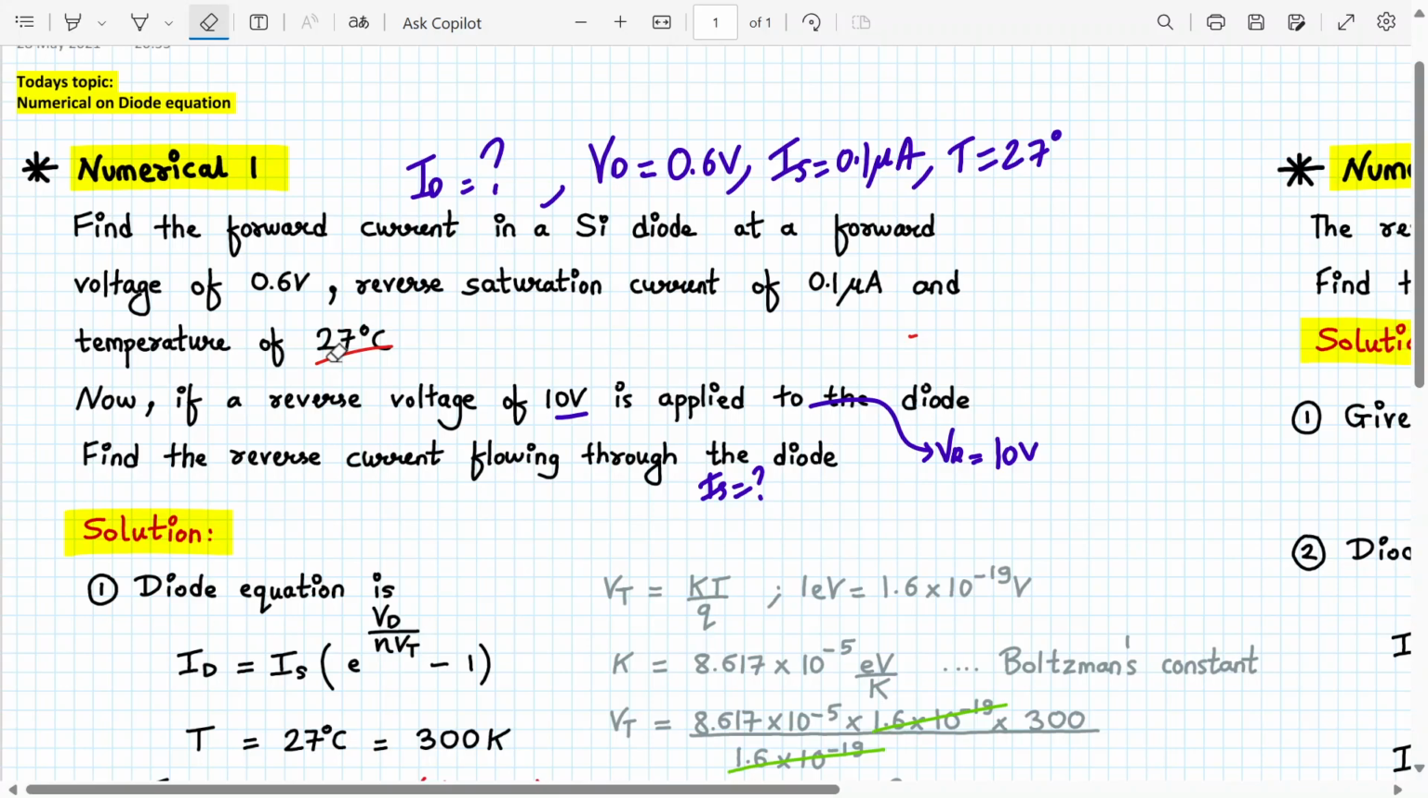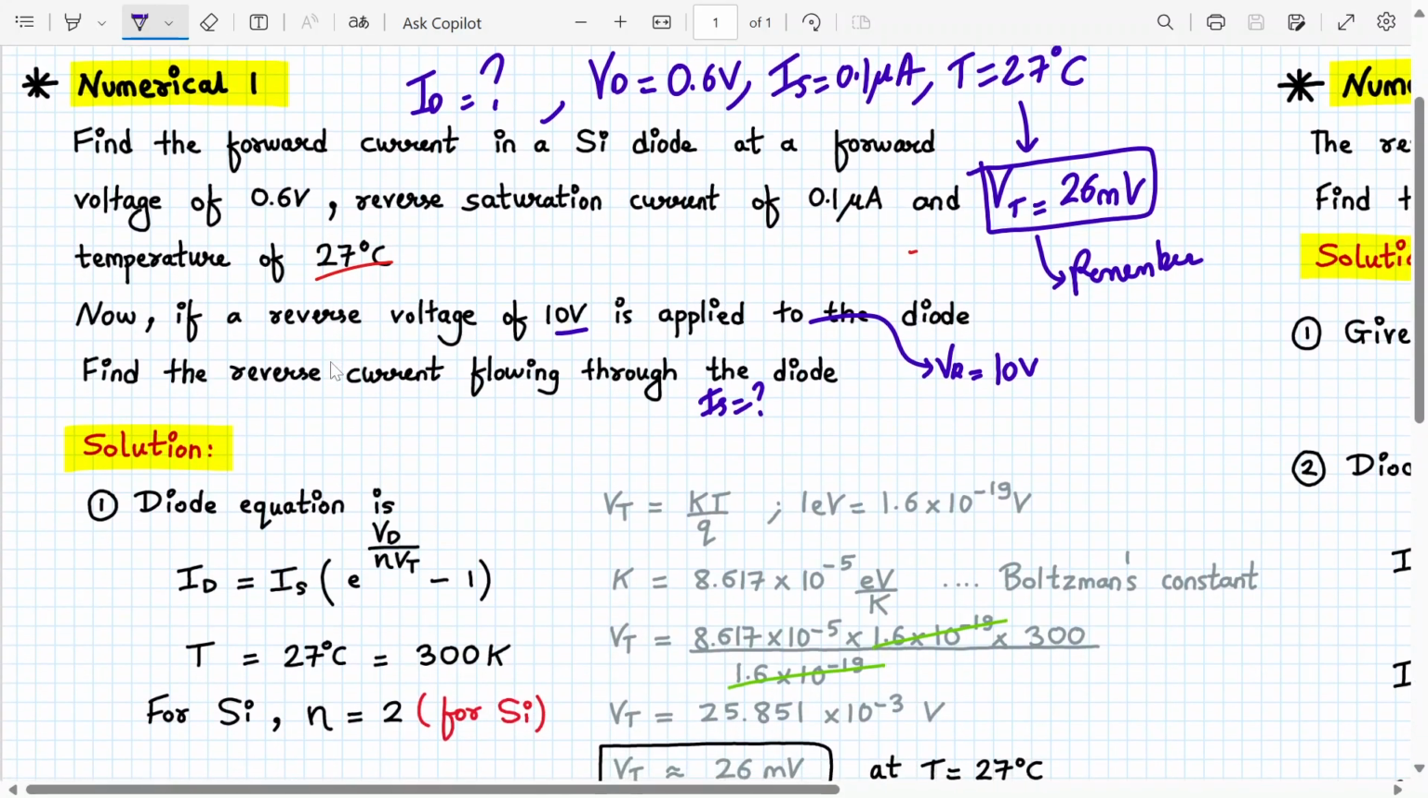You have written this. One thing you remember: for T equal to 27 degrees Celsius, you have to remember one constant which is called the thermal equivalent of voltage, Vt. So Vt is 26 millivolt. This you have to remember. Alright, so let's start with the solution. I hope it is clear.